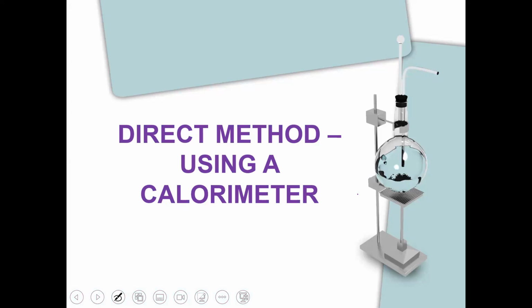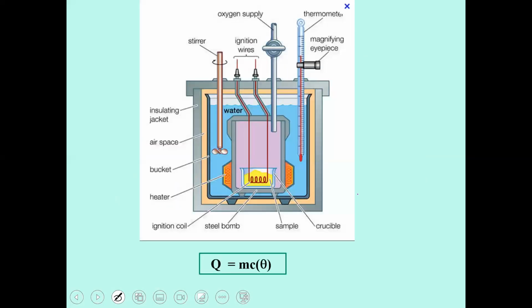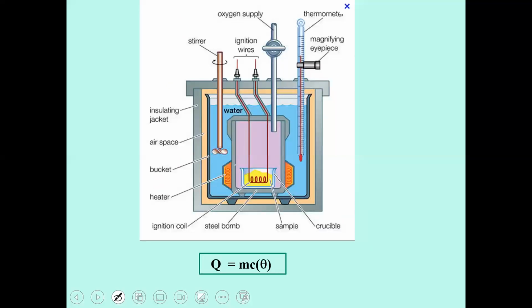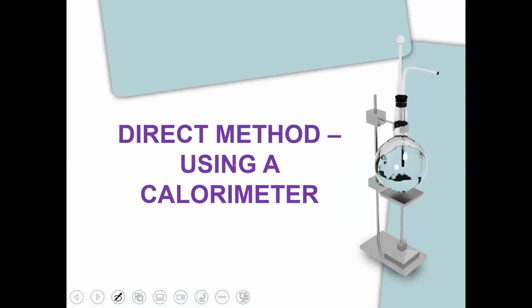Direct method using a calorimeter. This is called a calorimeter, and we can take the values from this separator. This was in our O-level physics actually, that first you calculate the amount of heat supplied, and then you have to divide it by the number of moles to get the enthalpy change. Okay, now give the heading, direct method.